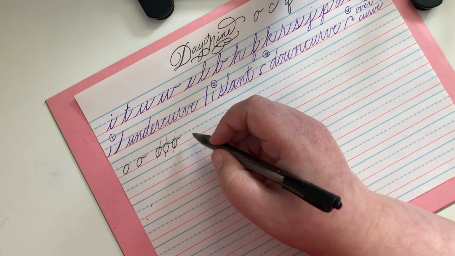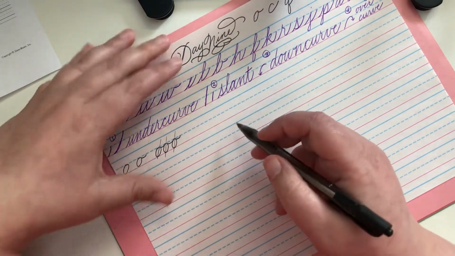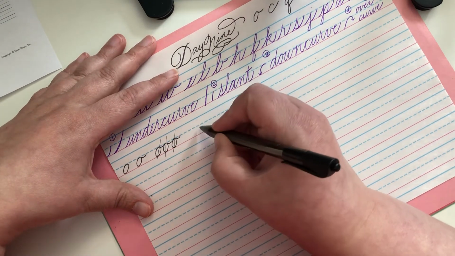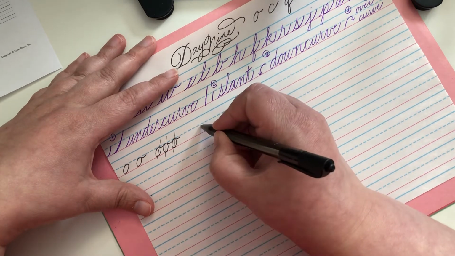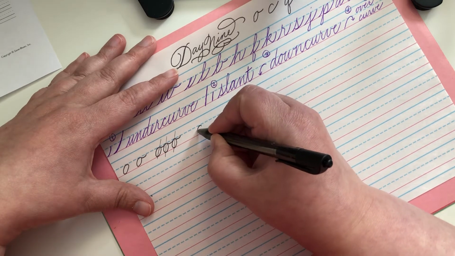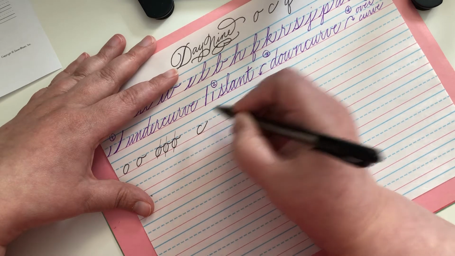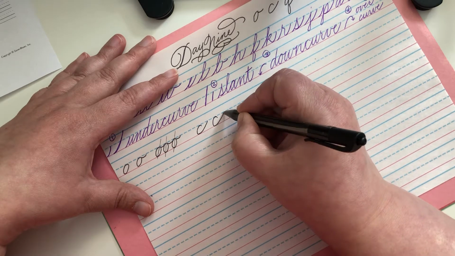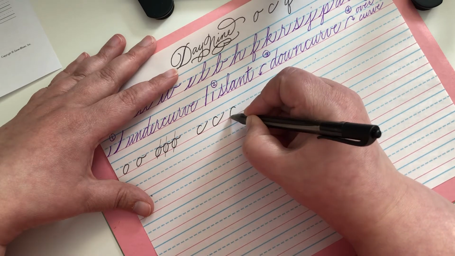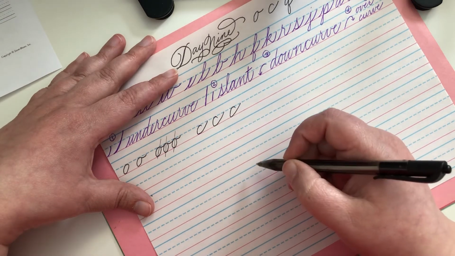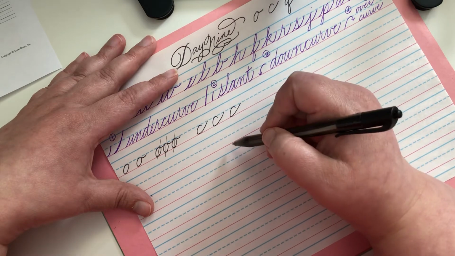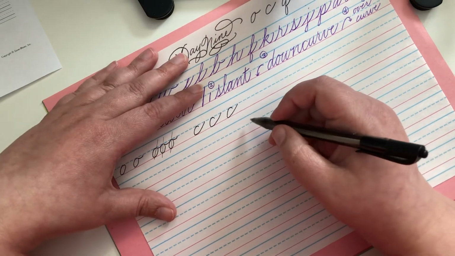The C is a down curve and an undercurve, except your undercurve is going to be one of those undercurves that doesn't finish the ellipse. It goes up into the next letter. So start at the top, down curve, undercurve. Start at the top, down curve, undercurve. Down curve, undercurve. Same problem. There's no slant line to remind us to get our letters slanted.